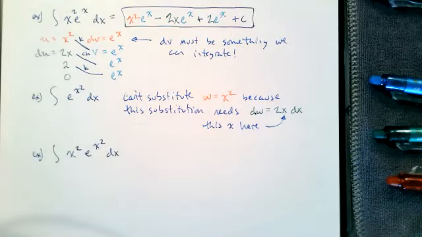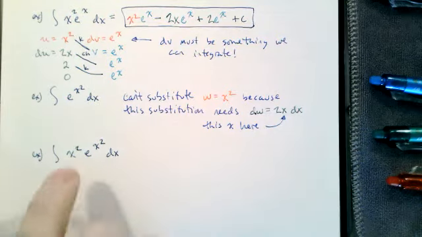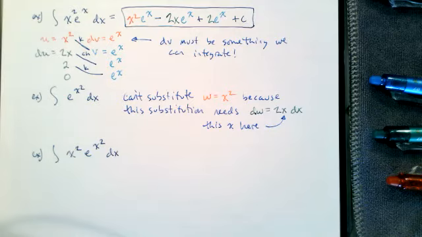So in this problem, we'll notice that there's an x squared and an e to the x squared. There's a composition, but that x squared in front is also included as a product.